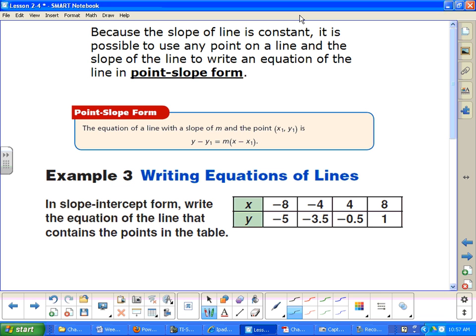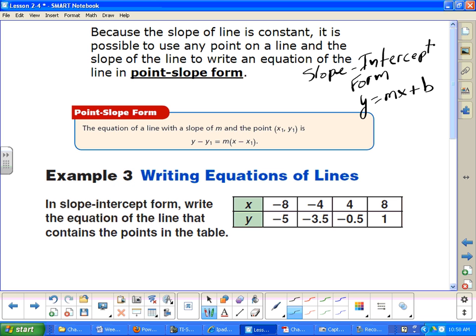Okay, to finish up lesson 2.4 with writing the equations of the lines, we're going to start with point slope form. So yesterday we talked about slope intercept form, which is y equals mx plus b. And today we're going to talk about point slope form, which means that if they give you the slope of the line and a point, then I can find the equation of that line.